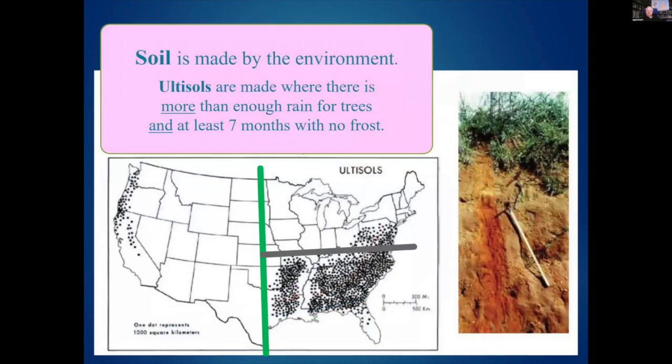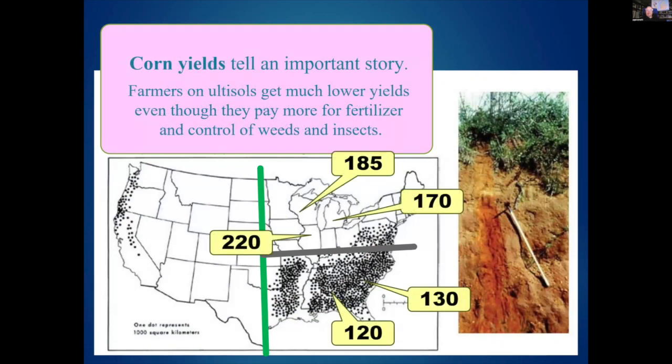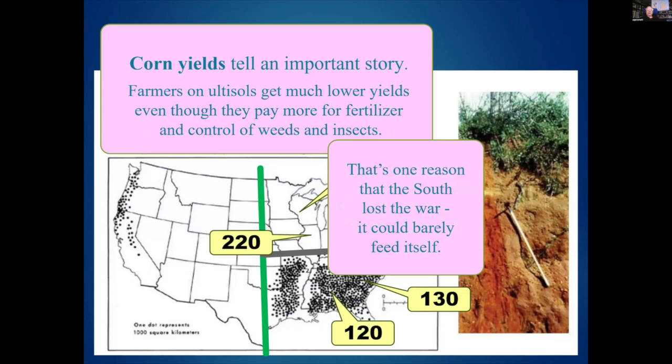One of the arguments that we made, and again, this is reviewing previous, is that that line is also the line of a particular kind of soil called an ultisol, the soil that forms where you've got at least 7 months with no frost and plenty of rain. And we said that particular kind of soil tends to be much less productive for most of the food crops. So that's reason number one the South lost the war, is it could barely feed itself.